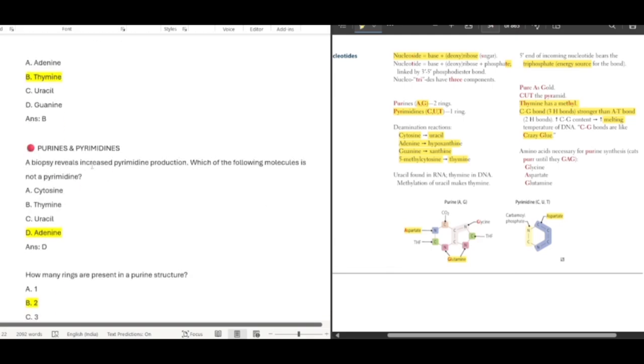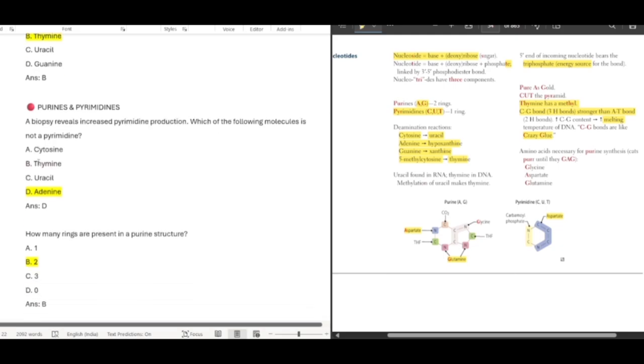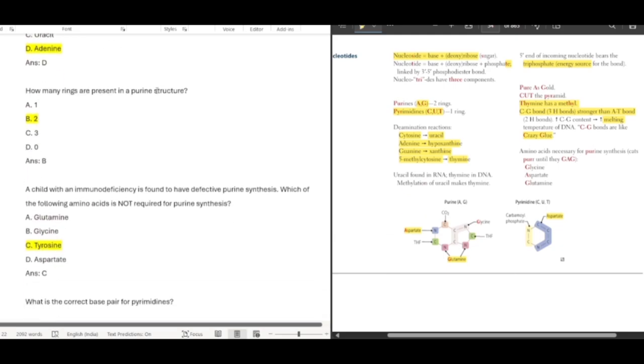A biopsy reveals increased pyrimidine production. Which of the following molecules is not a pyrimidine? You can remember it by purines A and G, and pyrimidines CUT. How many rings are present in a purine structure? A and G, adenine and guanine, so two rings.